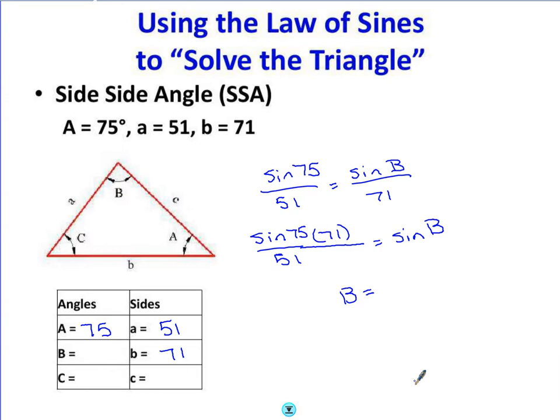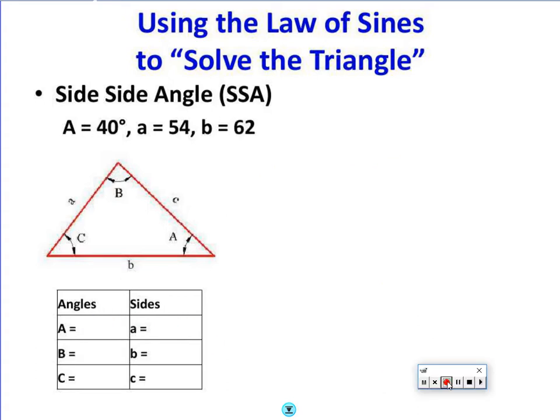Here's another side-side angle example. I set up my law of sines, and when I do this math and put the inverse sine in the calculator, I get an error. What that means is there is no triangle here. It's impossible to make a triangle with this angle and those two sides. And then the third thing that can happen with a side-side angle triangle is you can end up with two triangles. We will go through an example of that in class.